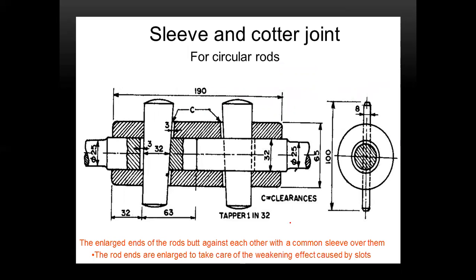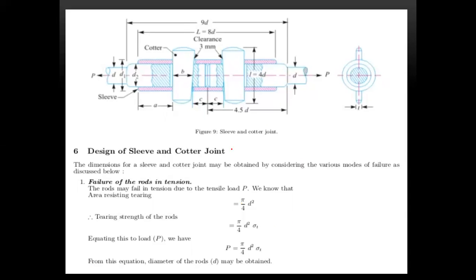So this is a sleeve and quarter joint. If you see the design of the sleeve and quarter joint in the figure, this is D, there's D1, this is D2, this one is A, this one is 4.5D, this one is 90 total. The length of the quarter is 80. This is the design specification of a sleeve and quarter joint.